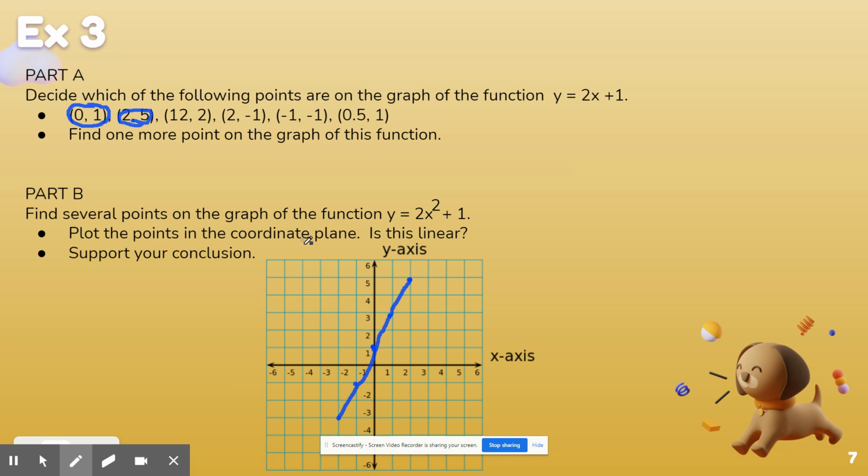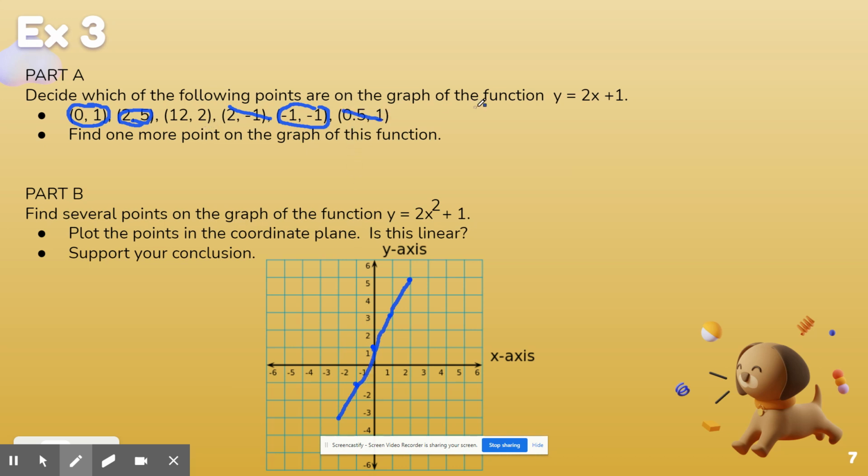12, 2. Now we're getting to the point where we don't have enough spots to go up to 12, 2. So we'll skip that one. We'll come back to it in a second. 2, negative 1. Well, 2, negative 1 is here, so that one's not going to be it. Negative 1, negative 1, it's right there. That's going to be on there. 0.5 would be halfway, and then down to here. That one's not going to be it.